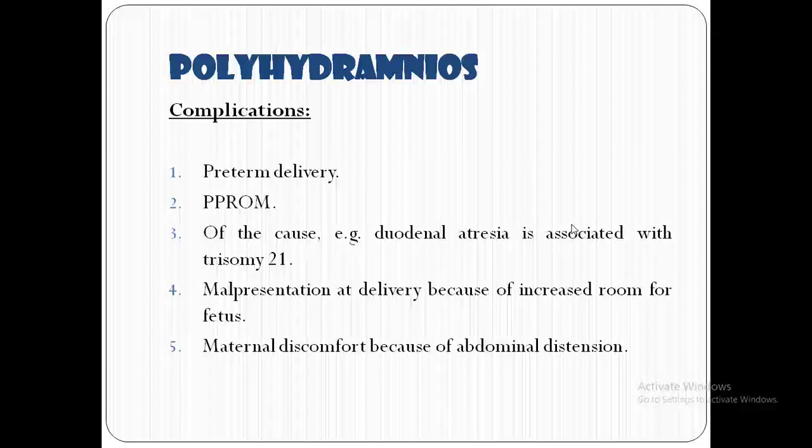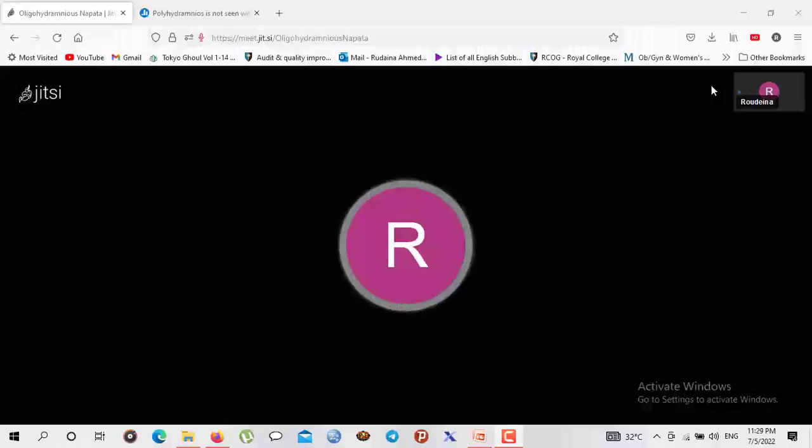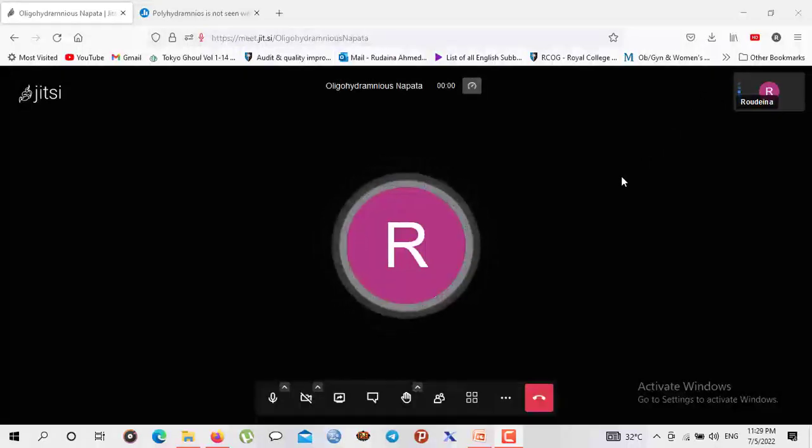The complications of polyhydramnios are preterm delivery, preterm rupture of membranes, and if there are, of course, complications of the cause. For example, if it's caused by ductal atresia, then you might expect that the patient has trisomy 21. Malpresentation at delivery because of increased room for the fetus to move around, and maternal discomfort due to abdominal distension, and it can cause some difficulties in breathing. Okay, so this is all for today's lecture, and I'm now going to ask you a couple of questions.